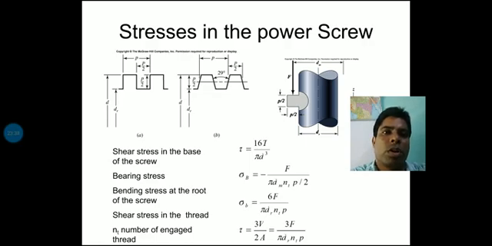If I put the shear stress equation, that is tau is equal to 16 T by pi d cubed. Here T is the maximum torque, and bearing stress is also available. And if the total bearing stress is engaged, you can see the maximum shear stress on the basis of the different types of power screw angle. That power screw angle may depend on the acme thread, square thread, etc.